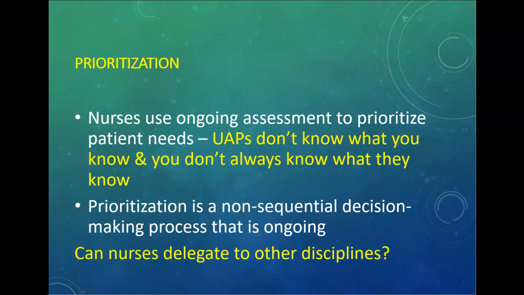But nurses use ongoing assessment to prioritize patient needs. Unlicensed assistive personnel don't know what you know, and you don't always know what they know unless you talk about those kinds of things. This needs to come before that because of this other thing we're doing this afternoon, is a key point that might need to be shared with an aide to make sure some task is being attended to timely, or in the correct manner.